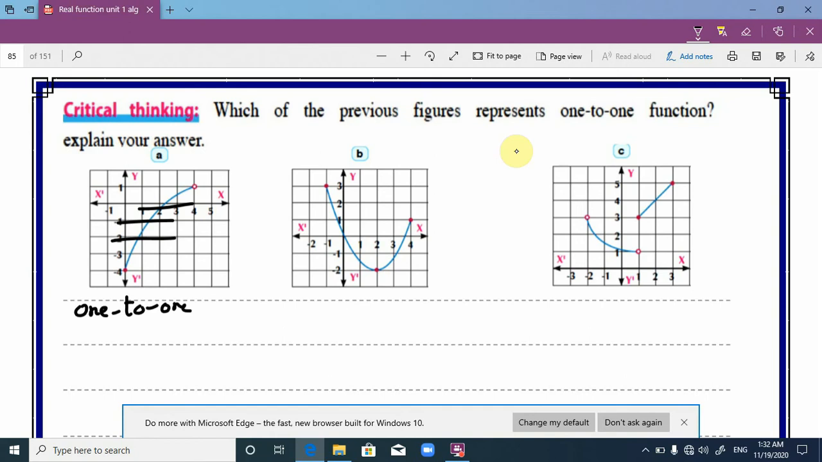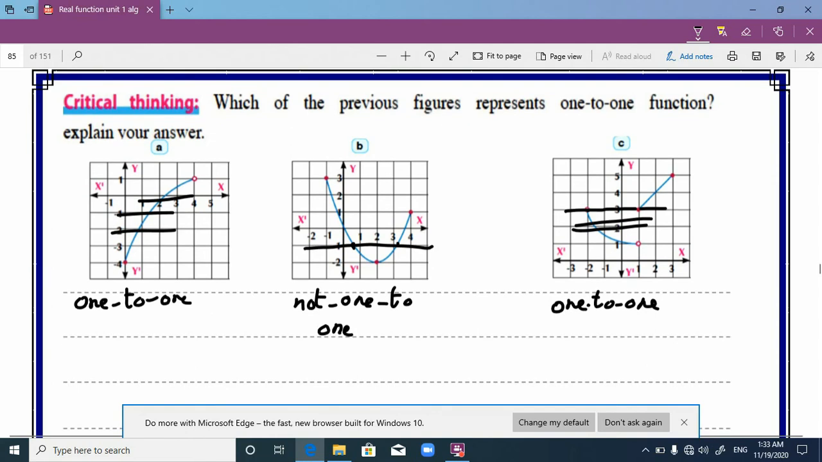Here, if we draw a horizontal line to cut the curve, it will cut at 2 points. So this function is not one-to-one. Here, if we draw a horizontal line at any level, even at this point, open here and closed here, this function is one-to-one. It will cut the curve at 1 point.